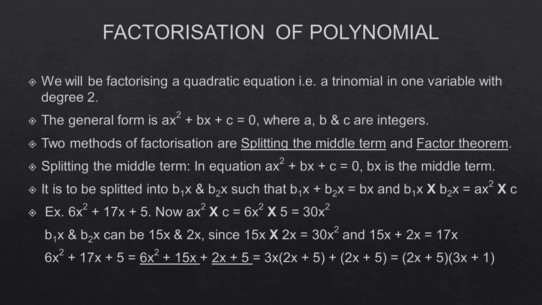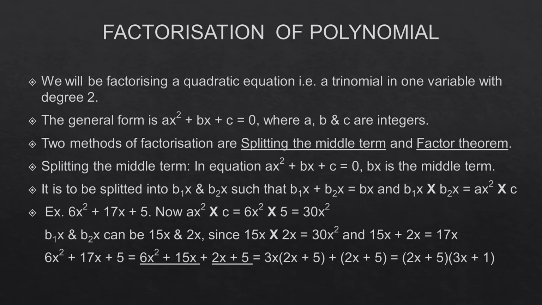In this, for the first two terms, that is 6x squared plus 15x, 3x is common, so we can take 3x out, and we are left with 2x plus 5. In the second part, 1 is common, which is not to be shown outside, or if you want, you can show it. So after taking the common factors, we get 2x plus 5 into 3x plus 1. This is the way of factorizing by splitting the middle term.